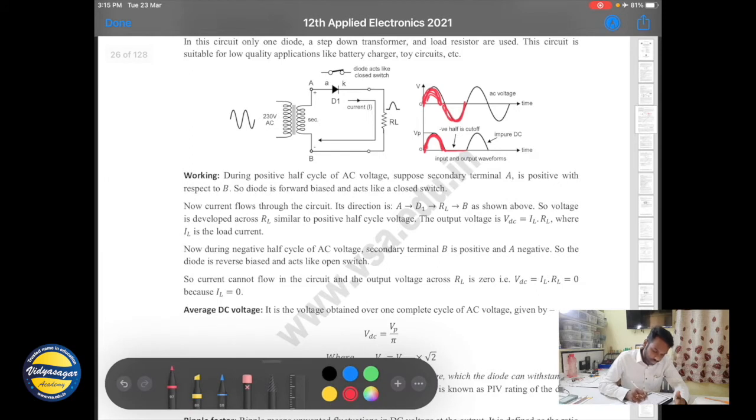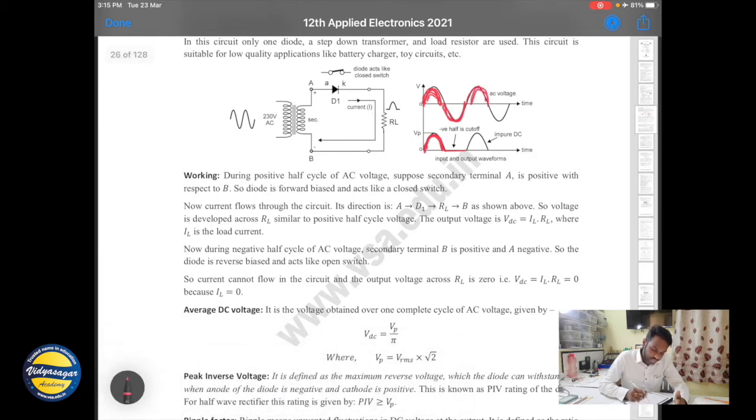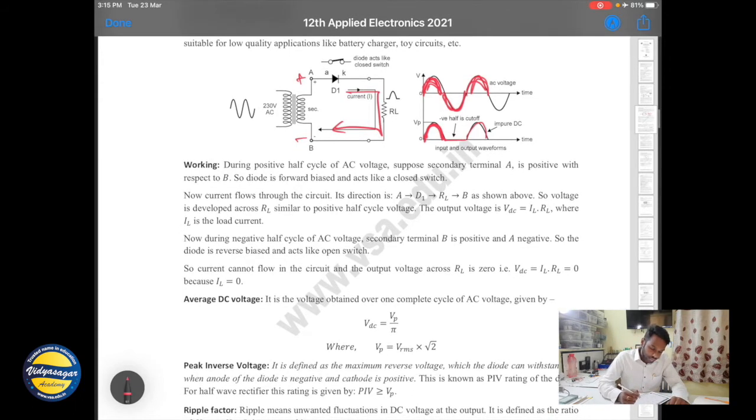Now again, when it comes to the second positive half cycle, A will be positive and B will be negative. Therefore diode D1 will be forward bias and it will conduct current. So the path that current will follow is again A, D1, RL, B and back to A. Therefore we will get another positive pulse across the load resistor RL. Now this is the actual working of the half wave rectifier.